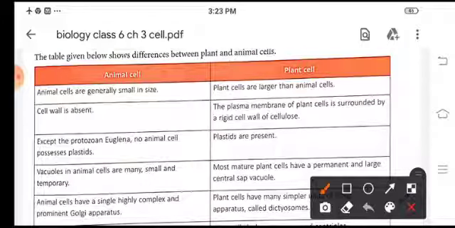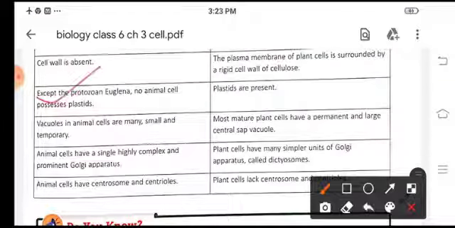The animal cells are usually smaller in size, whereas plant cells are larger in size as compared to the animal cell. In animal cell, cell wall is absent, whereas in plant cell it is present and it is made up of cellulose. Now this cell wall provides shape to the cell and it is present outside the cell membrane.